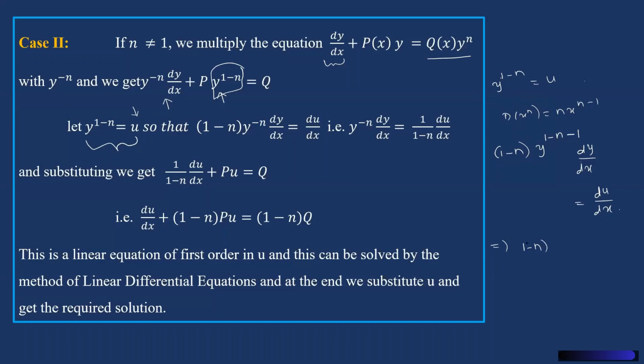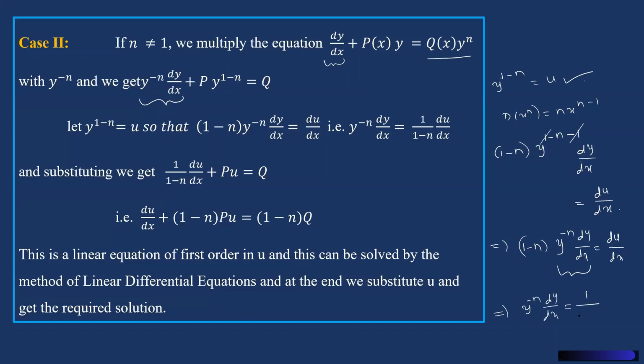Let's see what happens here. 1 minus n into y to the power of, this 1 can be cancelled. So we get 1 minus n into y to the power of minus n into dy by dx equals du by dx. If you look at this differential equation, you actually have the term y to the power of minus n into dy by dx, and the same you got here, from this substitution. So if you rewrite this, we can write y to the power of minus n into dy by dx as 1 by 1 minus n into du by dx.